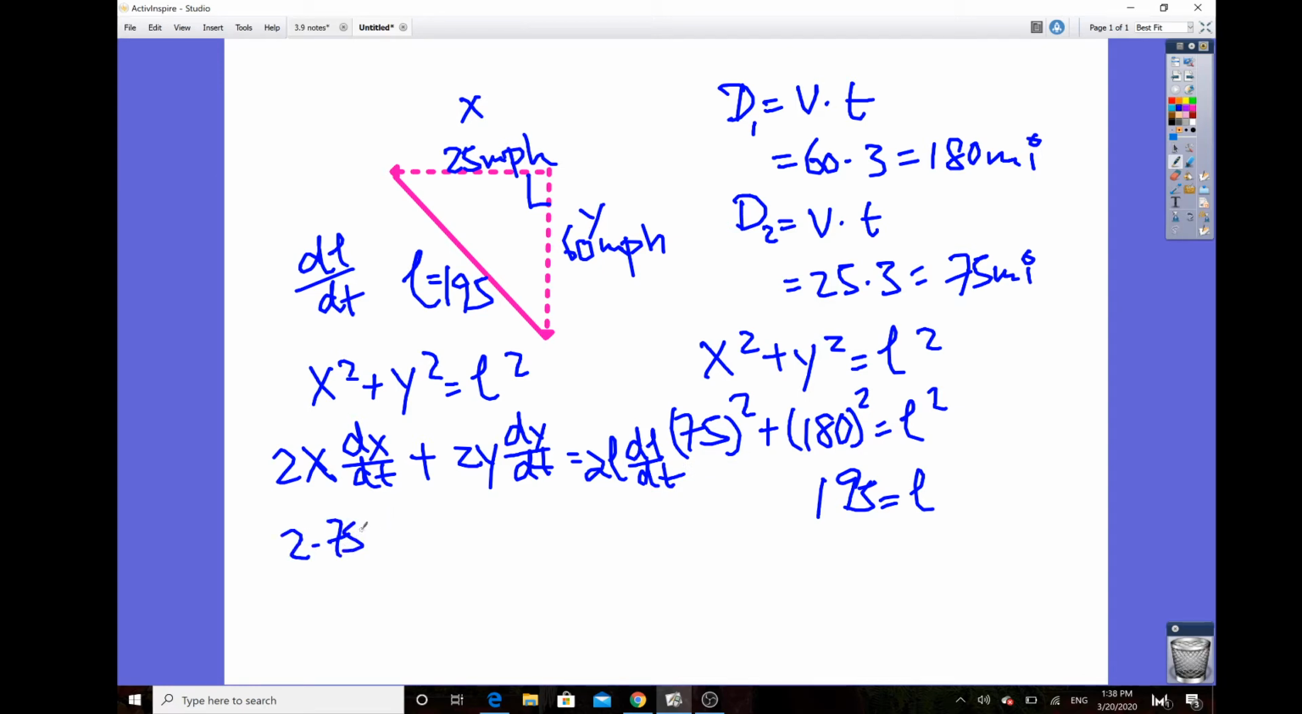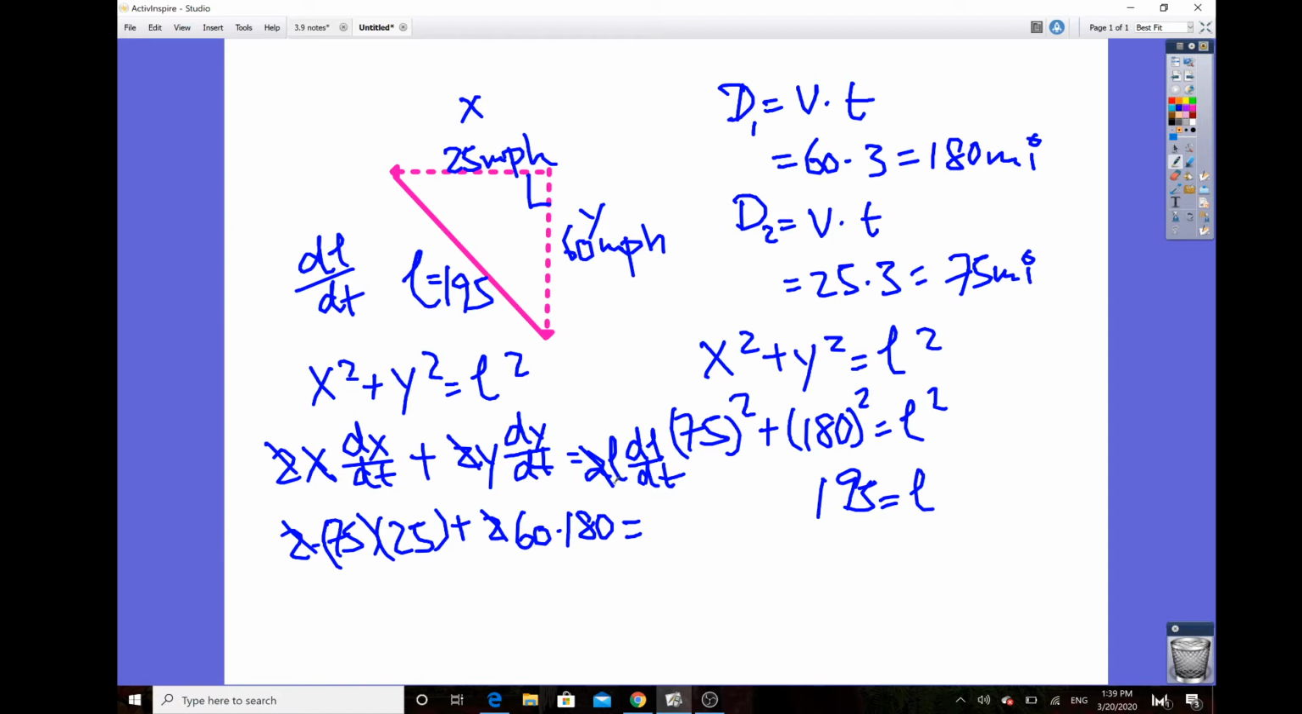dx over dt, which is 25. So a lot of numbers that we need to multiply here. And then 2 times y. Another thing that we can do, the 2 actually gets cancelled because that's the greatest common factor, so there's no need to worry about the 2. So this one is just y times dy over dt. We do have 60 miles per hour, which is dy over dt, times y. And y, we have 180. So we can just swap those two numbers.